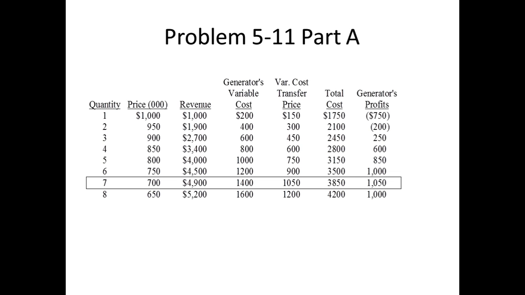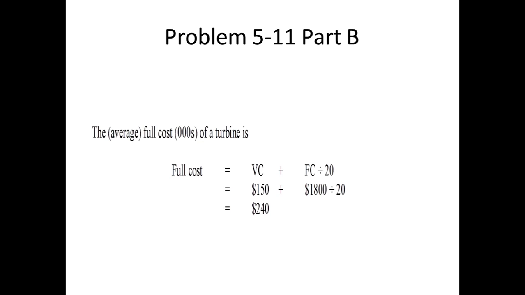Now, where the turbine division expects to sell 20 a month, and includes both external and internal sales, calculate the average full cost of the turbine, which is fixed cost plus variable cost at this level of sale. Now, at this level of sale, we're selling 20 turbines. The fixed cost is $1,800, and the variable cost per turbine is $150. So we're looking at an average full cost of a turbine of $240.